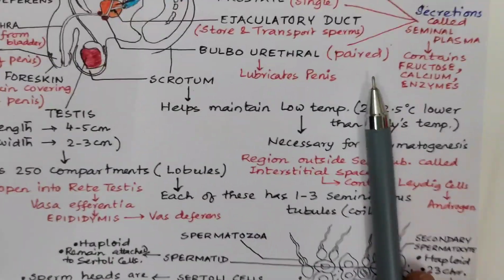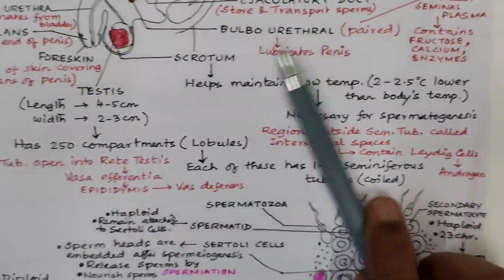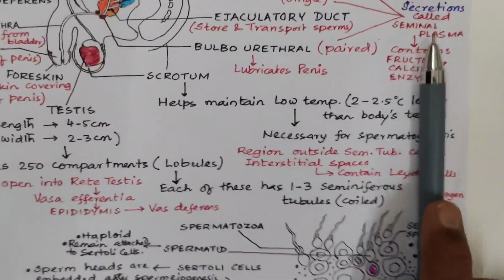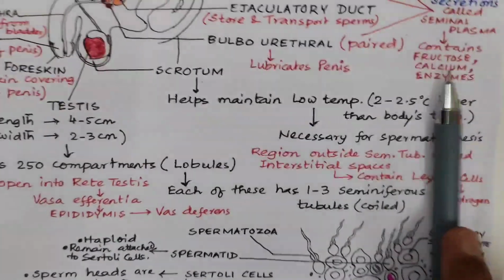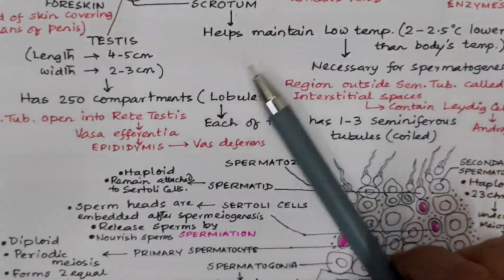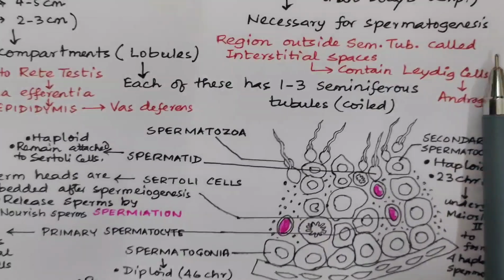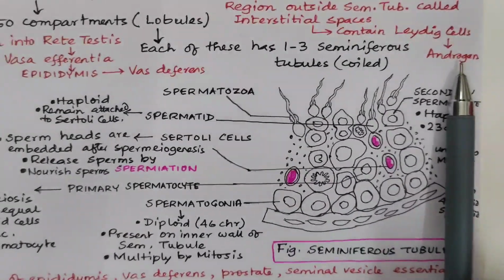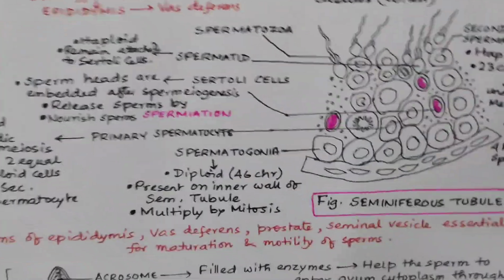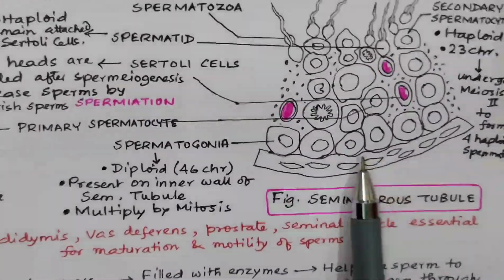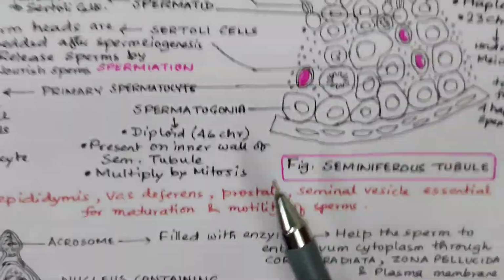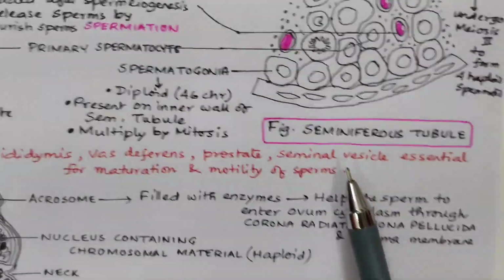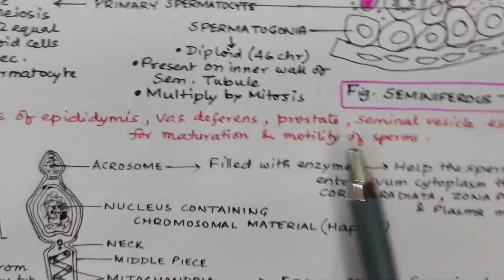The sperm is present in the secretion called semen. The seminal plasma contains fructose, calcium, and many enzymes. The region outside the seminiferous tubules is called interstitial spaces, which contains the Leydig cells, which secrete androgens. There are many types of androgens. These are seminiferous tubules. The secretions of the epididymis, vas deferens, prostate gland, and seminal vesicles are essential for maturation and motility of the sperm.